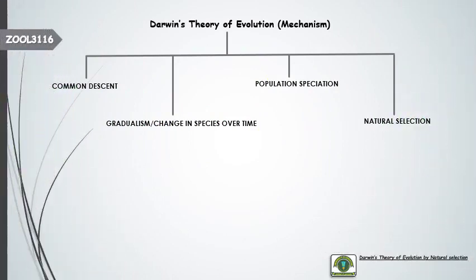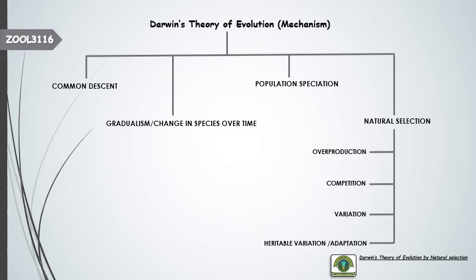I want to connect this lecture with my previous lecture, because we talked about Darwin's theory of evolution as a mechanistic approach. In our previous lecture we talked about common design, gradualism, population speciation, and natural selection. Today we are focusing on Darwin's theory of evolution by means of natural selection. Natural selection involves the following points: overproduction, competition, variation, and heritable variations. In today's lecture we're going to discuss these four points of the theory of natural selection.